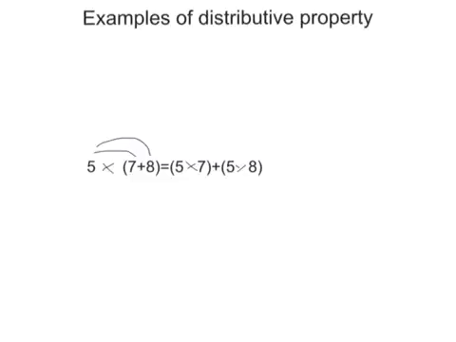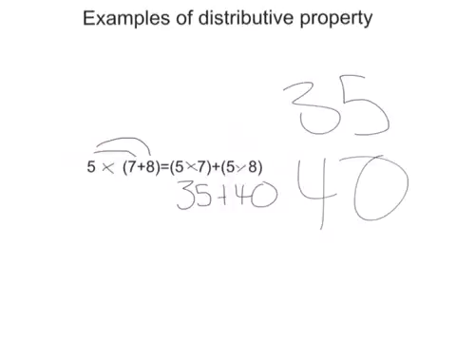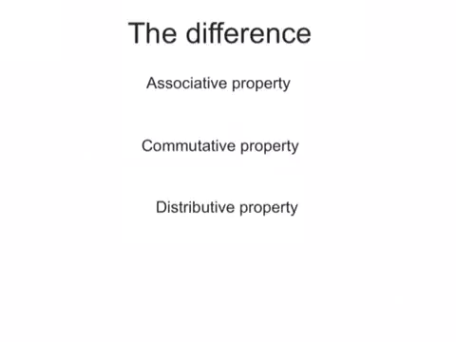Examples of distributive property. You can use distributive property for addition and subtraction. Distributive property is distributing this number. So by doing that, you do 5 times 7, so that would be like here, and 5 times 8, like you did there. So we're going to find the answer for that. So 5 times 7 equals 35, plus 5 times 8 equals 40. 35 plus 40 equals 75.